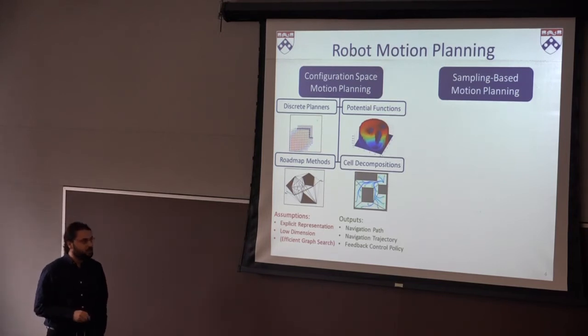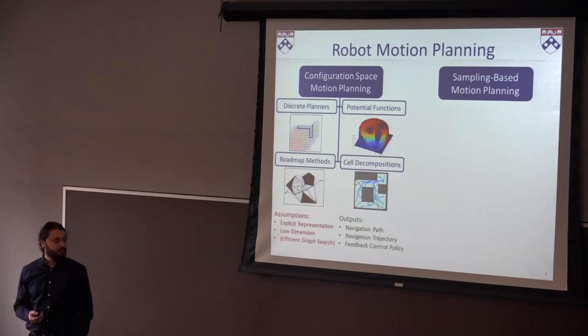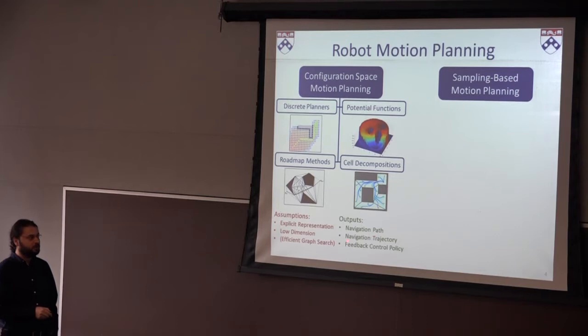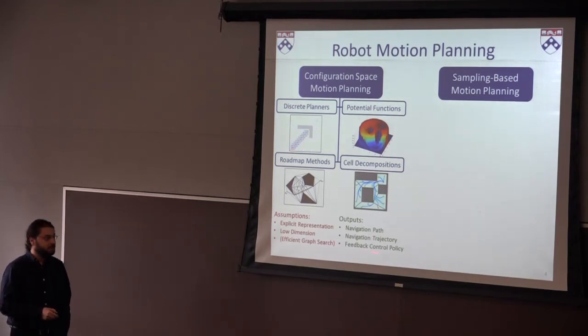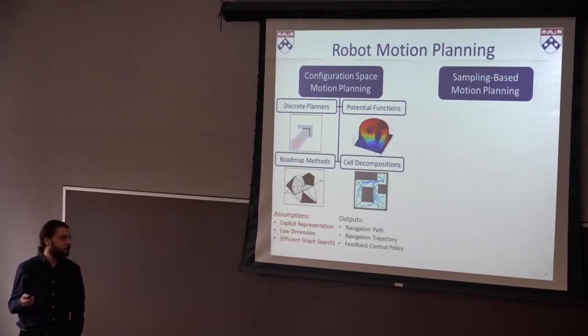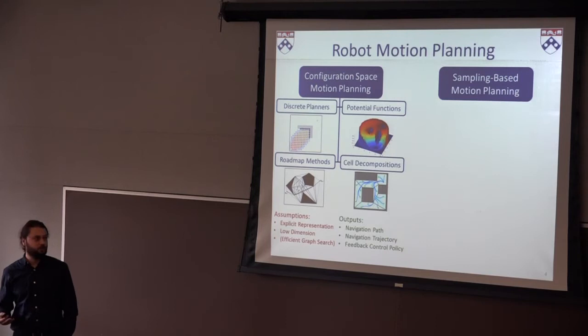Another possible output can be navigation trajectories. They will be suitable for your dynamics, and it's possible to design a control to follow those trajectories. Or the best thing is you can directly output control policies. So it will give an integrated solution for trajectory planning and control. And my research mostly lies in this domain.